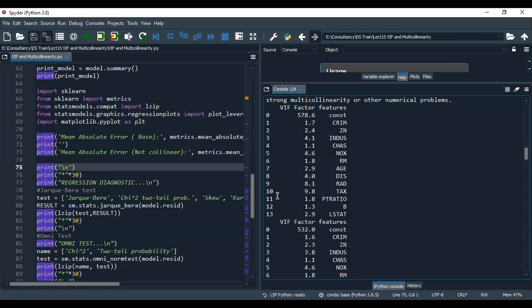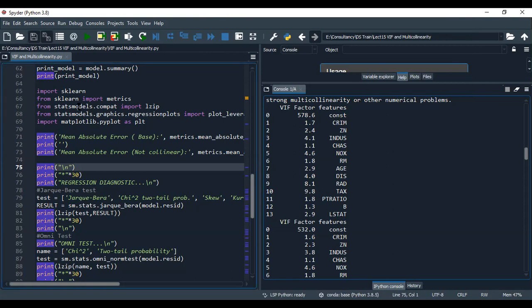I should say that instead of removing the TAX, you can remove this RAD. However, I would request you to create the model, remove TAX, that is this highest VIF value, calculate this model's regression line equation and this model summary, and check the change in accuracy.